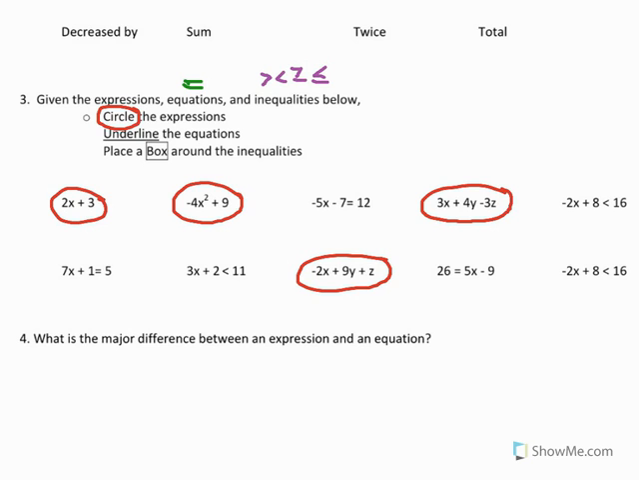I want you to go and underline all of the equations and to box all of the inequalities on your own. I'm going to check this in class. Pause the video if you need some more time.